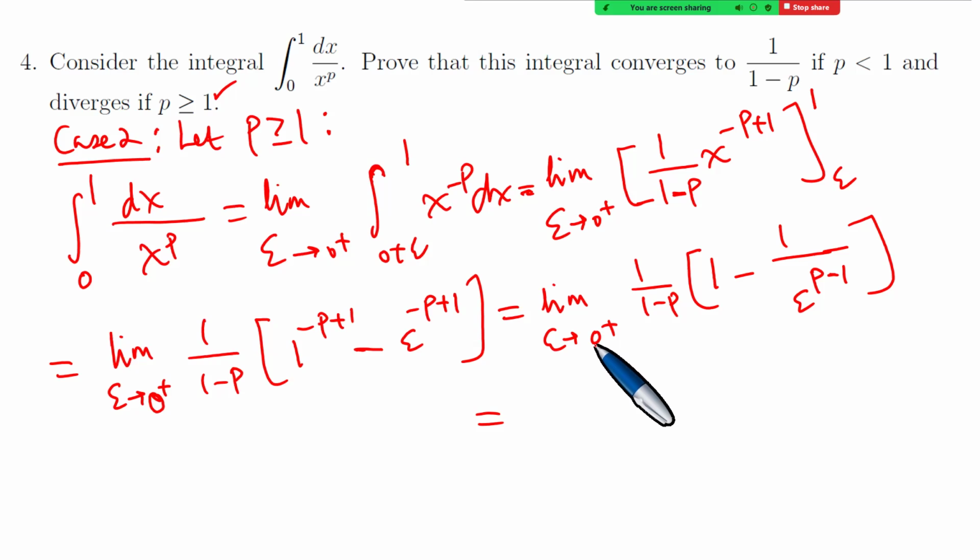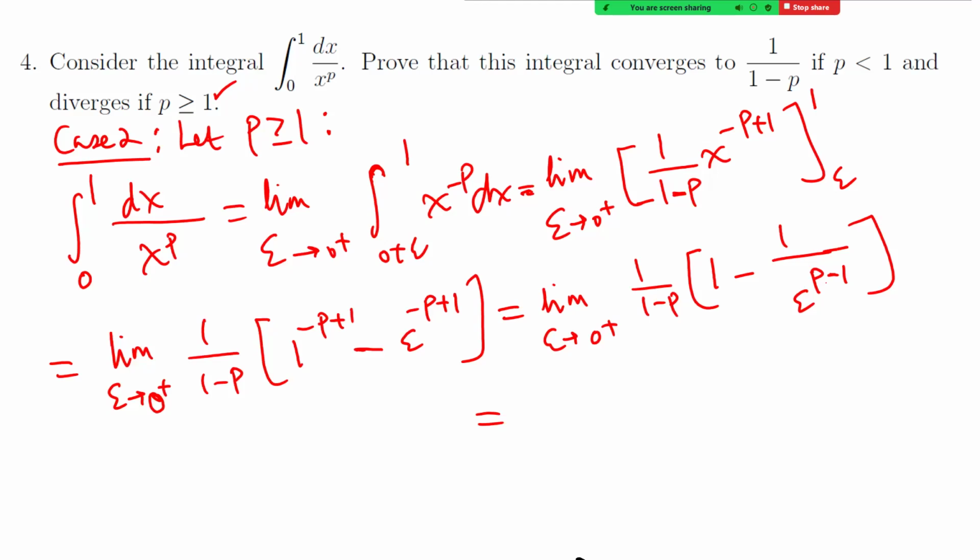And this one, you put zero here. When p is very large, maybe 100, it will be 100 minus 1, which is 99, so epsilon to the power 99. Then if you take the limit as epsilon approaches zero from the right, it's going to be 1 over 0, which is undefined, infinity.